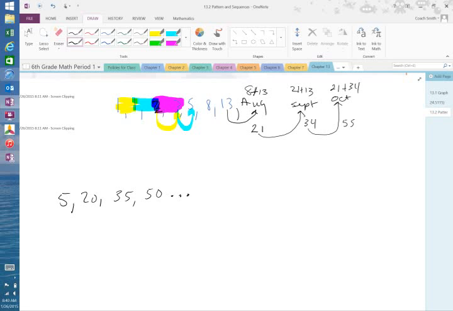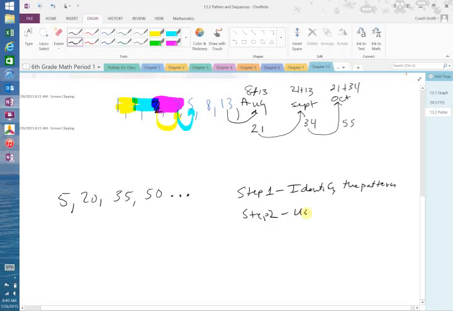Alright, so our first step, step 1, is to identify the pattern. Step 2 is use the pattern to come up with the next 3 most likely numbers.